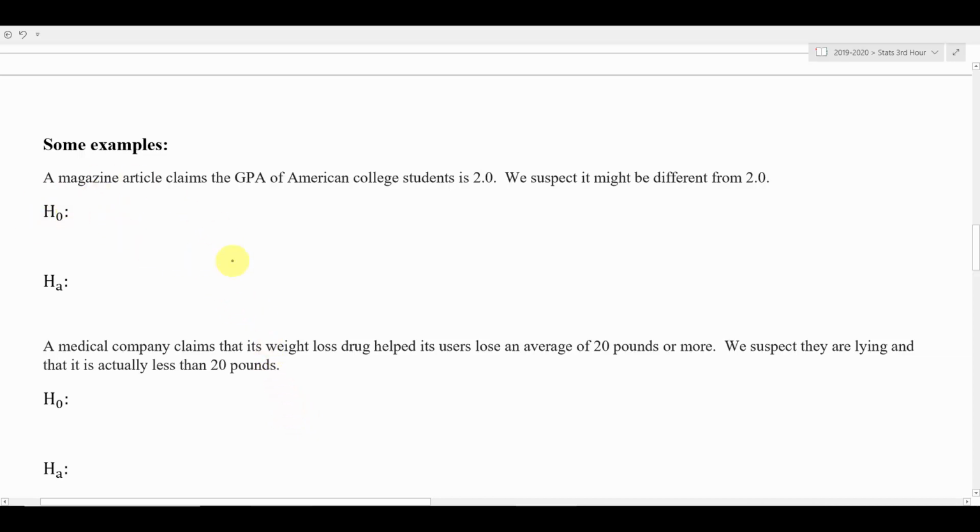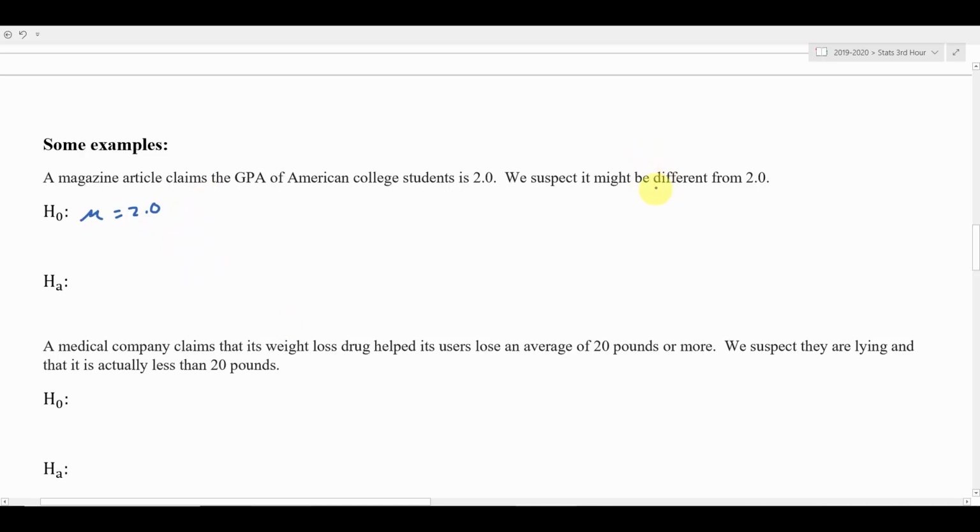So we have a magazine article that claims the GPA of American college students is 2.0. We suspect that it might be different from 2.0. All right, so the magazine is making an assumption or a claim about the GPA of American college students, and the assumption is that it is 2.0. So we're talking about a mean here. A GPA is a grade point average, right? Average being another word for mean. So we're going to say that the mean or the assumed mean of American college students is 2.0.